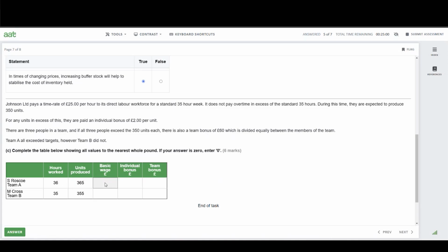So basic wage. The key here is that this company does not pay overtime in excess of the standard 35-hour week. So regardless of the fact that S. Roscoe worked 36 hours, they are only going to get paid for 35.